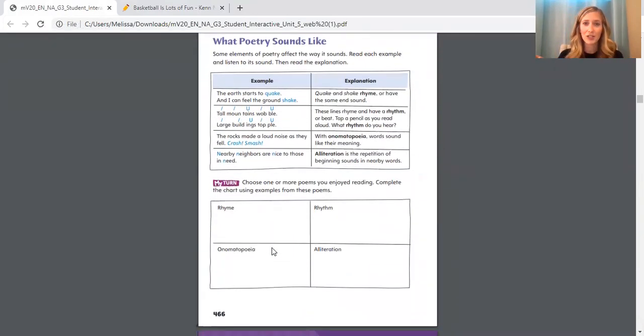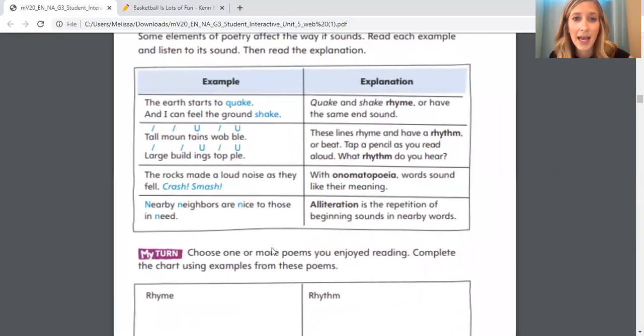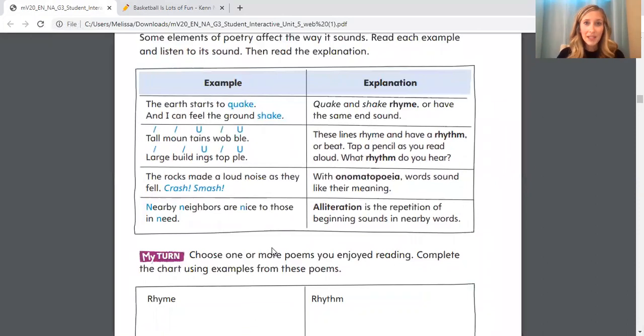466. Well, what in the world does poetry sound like? We're going to talk about some examples, and then we're going to give an explanation. These poem elements affect the way the poem sounds. It oftentimes affects the way it's read out loud or the way you read it to yourself in your head. So for example, the earth starts to quake, and I can feel the ground shake. Quake and shake are rhyming words. They have the same end sound. Quake and shake. You hear that ache in both of them.